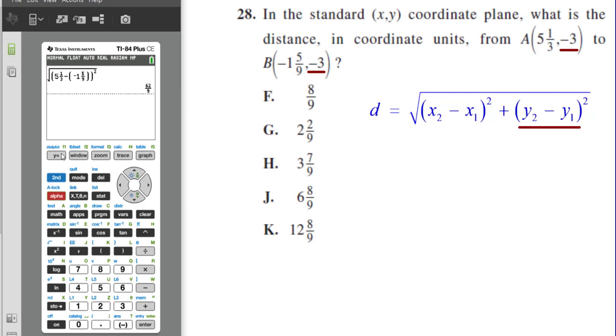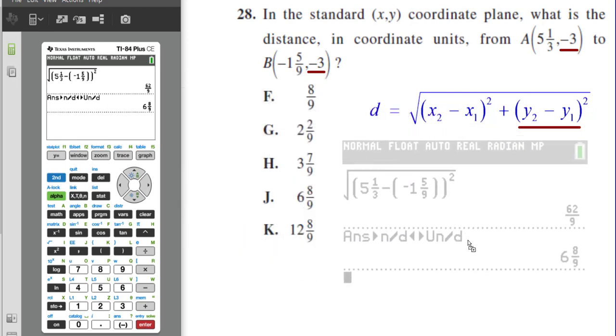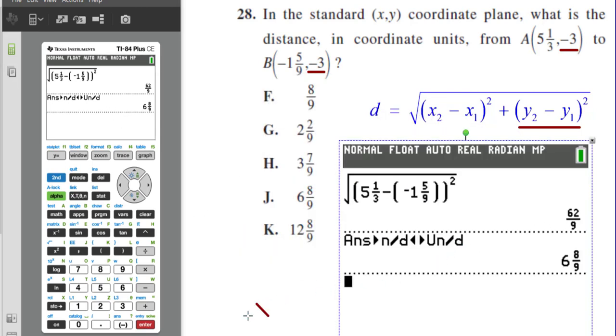So what I need to do is alpha y equals again, and notice number 3 is rewrite as a fraction to a mixed number and the other way around. So it says take the last answer and write it as the other one. So there's our answer, 6 8/9, which is letter J.